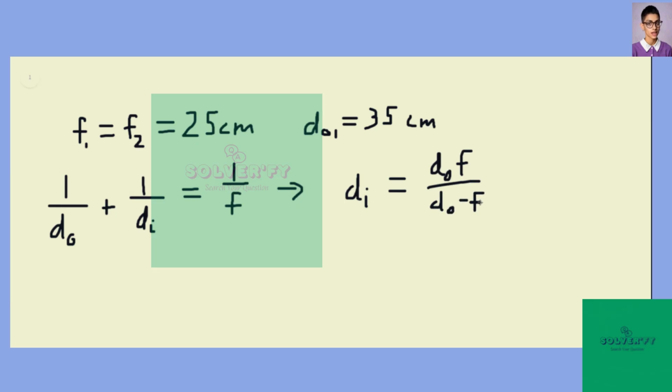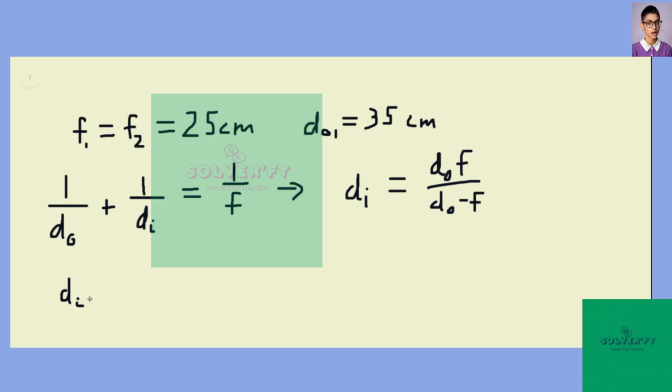So in our case, the focal length of both lenses is the same. So I said f1 is equal to f2 is equal to 25 centimeters. And the distance to the object of the first lens is equal to 35 centimeters. And we also know that there's 16.5 centimeters in between as a separation of the two lenses.